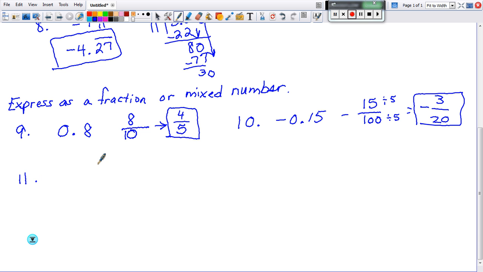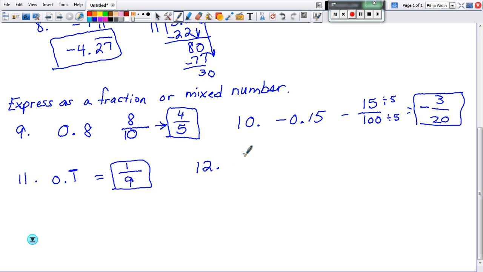Number 11, 0.1 repeating. The 1 is repeating. Okay, with a repeating decimal, what you do is the number that's after your decimal, a 1 in this case, goes up top. Because it's repeating, we're not going to put a 10 on the bottom. We're going to take 1 away. So 10 take away 1 is 9. And that's actually finished.